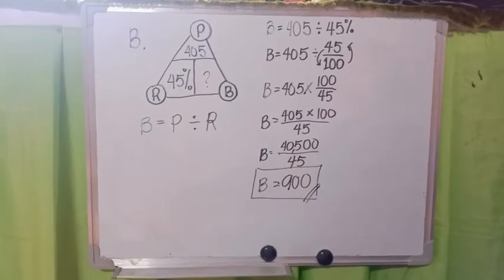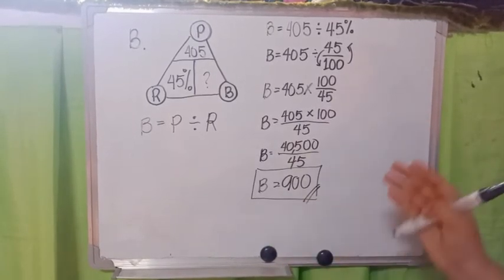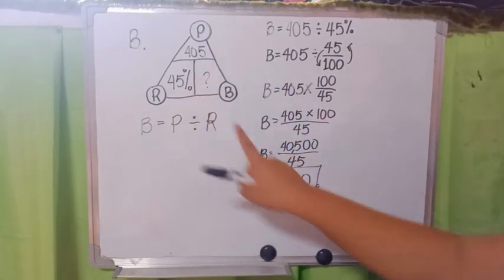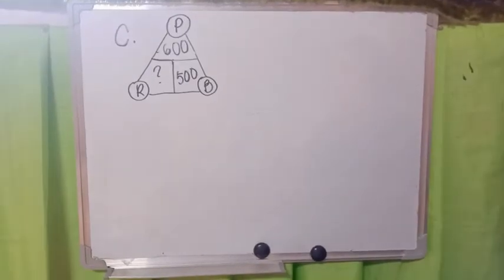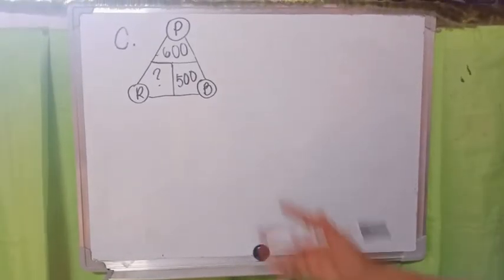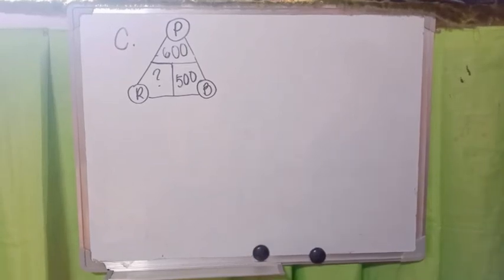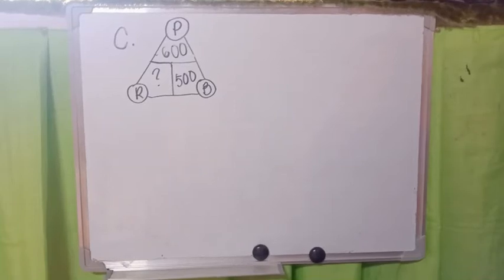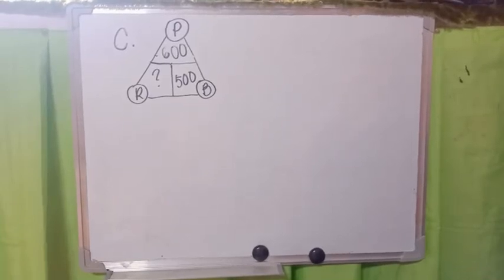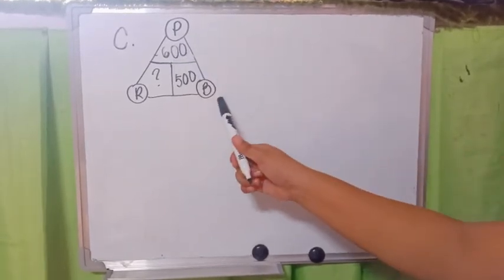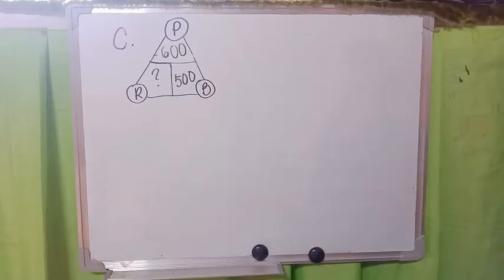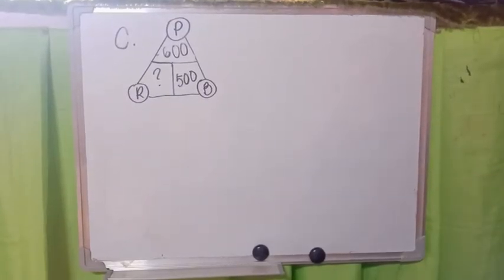So by getting the base, we can say that the whole amount of this example is 900. Okay, so let's have a letter C. We have the following triangular form with the percentage, rate, and base. So first, we need to identify the given numbers. We have here the percentage, which is 600, the base 500, and the rate is missing. So it means that we will use the formula of rate to get the missing number.